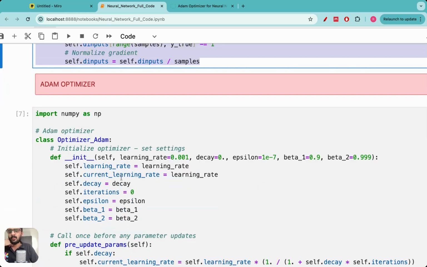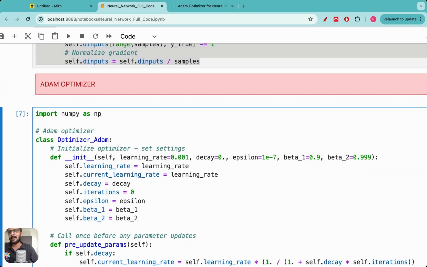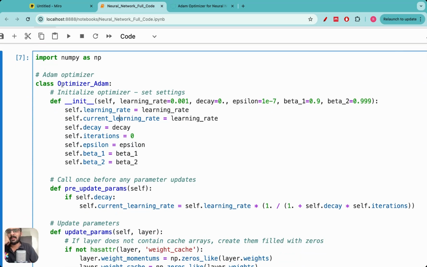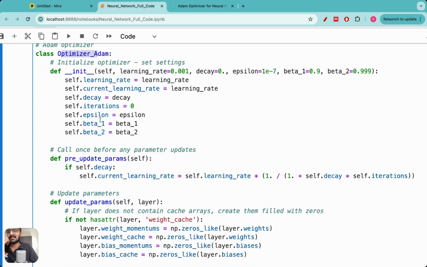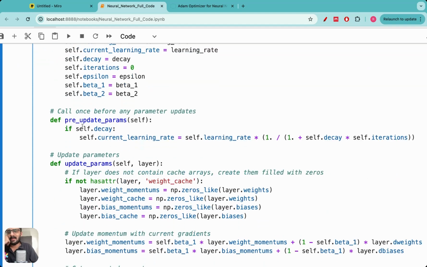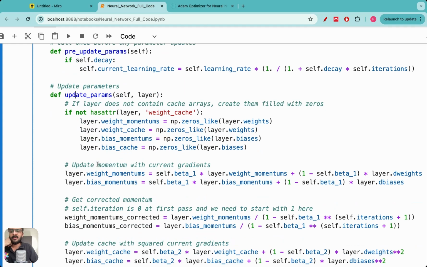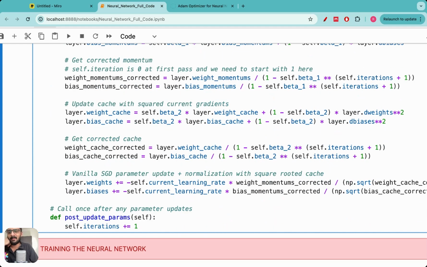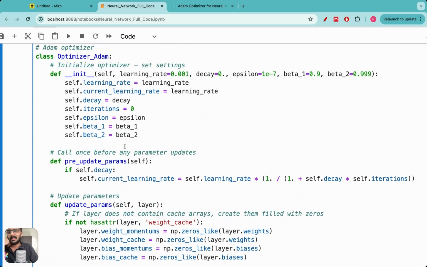Python. Very similar to the other classes like layers, we define a class for this Adam optimizer. This class has essentially four methods. It has the init method, it has the pre-update params, it has the update params, and then finally it has the post-update params. Let me tell you what is happening in each of these methods.